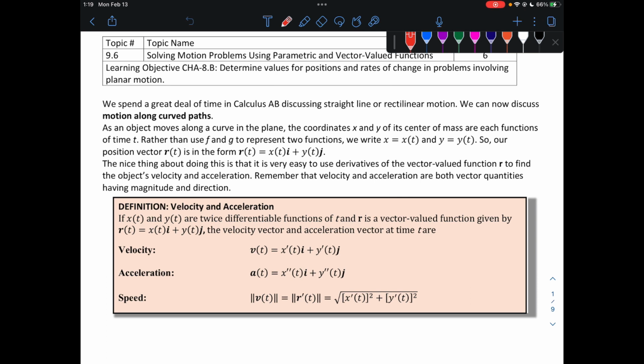So, quick definition to start. If x and y are twice differentiable functions of t and r is a vector valued function given by r of t equals x i plus y j, the velocity vector and acceleration vector at time t are given by the following. The velocity, you just take the first derivative of x and y and multiply by i and j. And the acceleration, you just take the second derivatives of x and y. And the speed, we would just do the magnitude of the velocity vector, as you can see below.